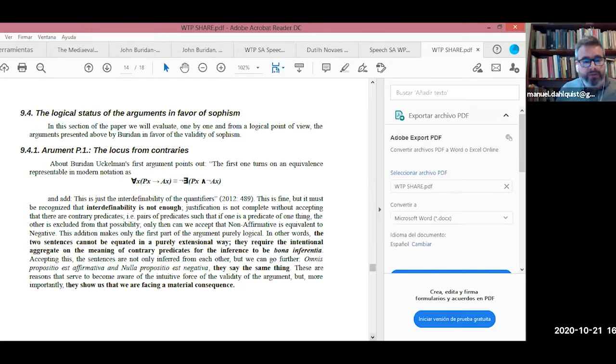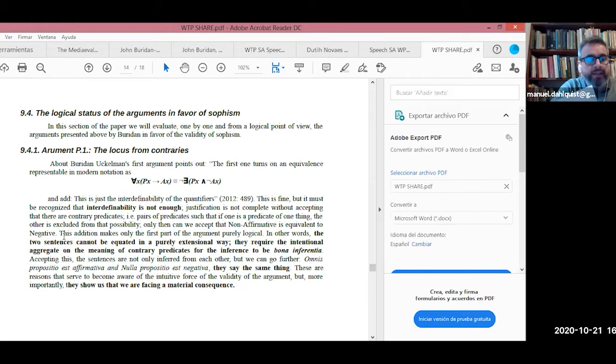P1, the locus from contraries. About Buridan's first argument, Uckelmann points out the first one turns on an equivalence representable in modern notation, and adds, this is just the interdefinability of the quantifiers. This is fine, but it must be recognized that interdefinability is not enough. Justification is not complete without accepting that there are contrary predicates, pairs of predicates such that if one is a predicate of a thing, the other is excluded from that possibility.